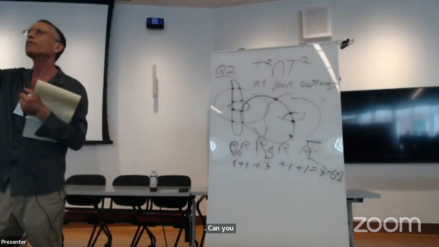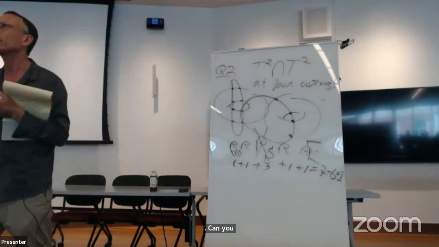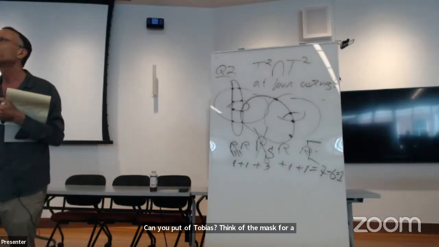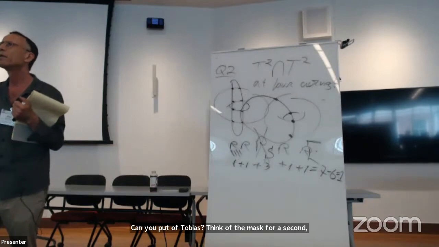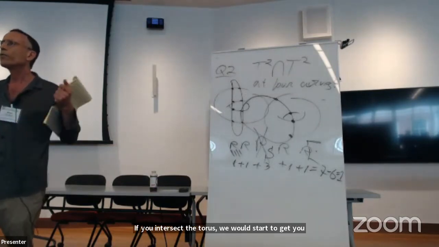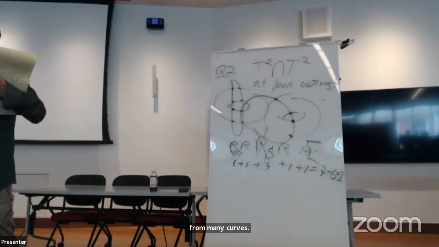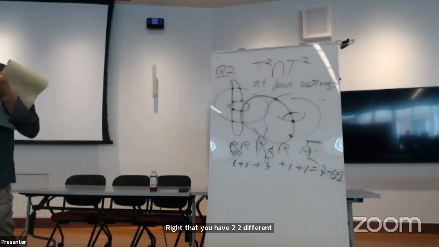Can you, Tobias, take off the mask for a second? No, just to understand the problem formulation, if you intersect the torus with itself, you get infinitely many curves, right? Oh, you have two different tori. Assumed to be different. What are the other assumptions?